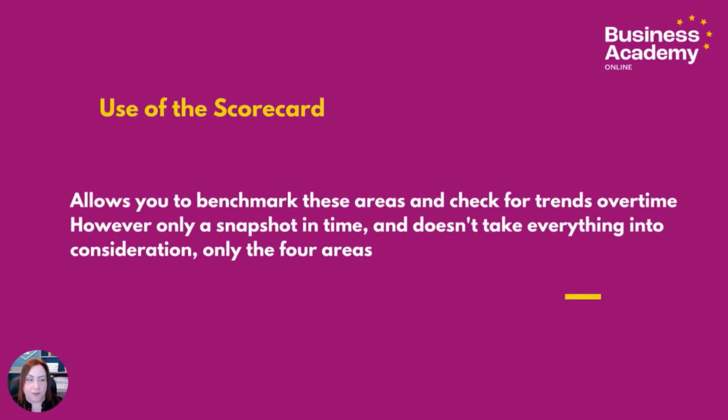So the use of the scorecard, it allows you to benchmark these areas, as I've said, and check for trends over time. However, remember that once you've done a balanced scorecard analysis, it's pretty much out of date straight away. It's a snapshot in time, just like a ratio is. And it doesn't take everything into consideration. It only looks at those 4 areas. So if you want to get a little bit of critical analysis in your conclusion, you need to be talking about how maybe there should be more of a focus on sustainability in here and other factors such as that. So this is a little bit of analysis just to add to the end.